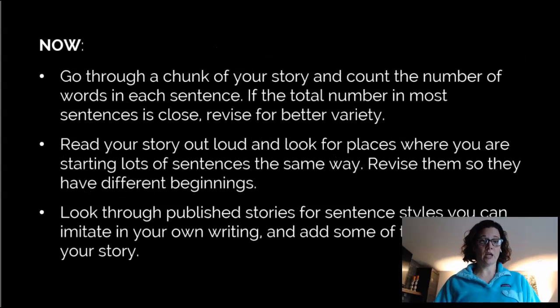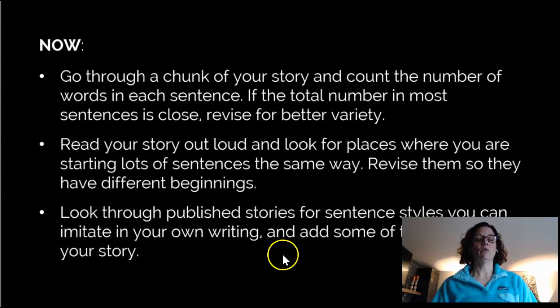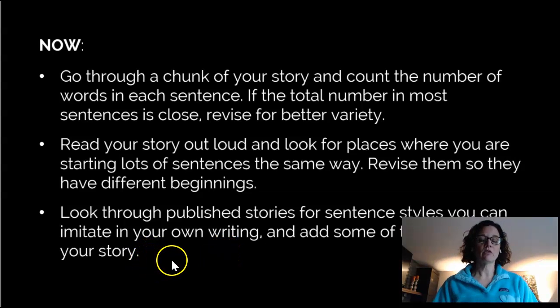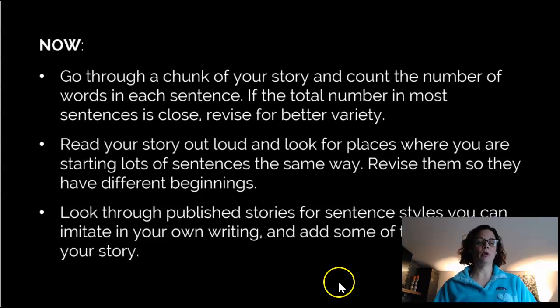Now, right now your task is to go through a chunk of your story, count the number of words in each sentence. So find a paragraph or two, count the number of words. If the total number in most sentences is close, revise it for better variety. And then this is super important. Read your story out loud and look for places where you are starting lots of sentences the same way. Revise them so they have different beginnings. And then look through published stories for sentence styles you can imitate in your own writing and add some of these styles to your story. You can Google this too. You can Google sentence variety, and there's lots of stuff on the internet that can help you as well. Okay?